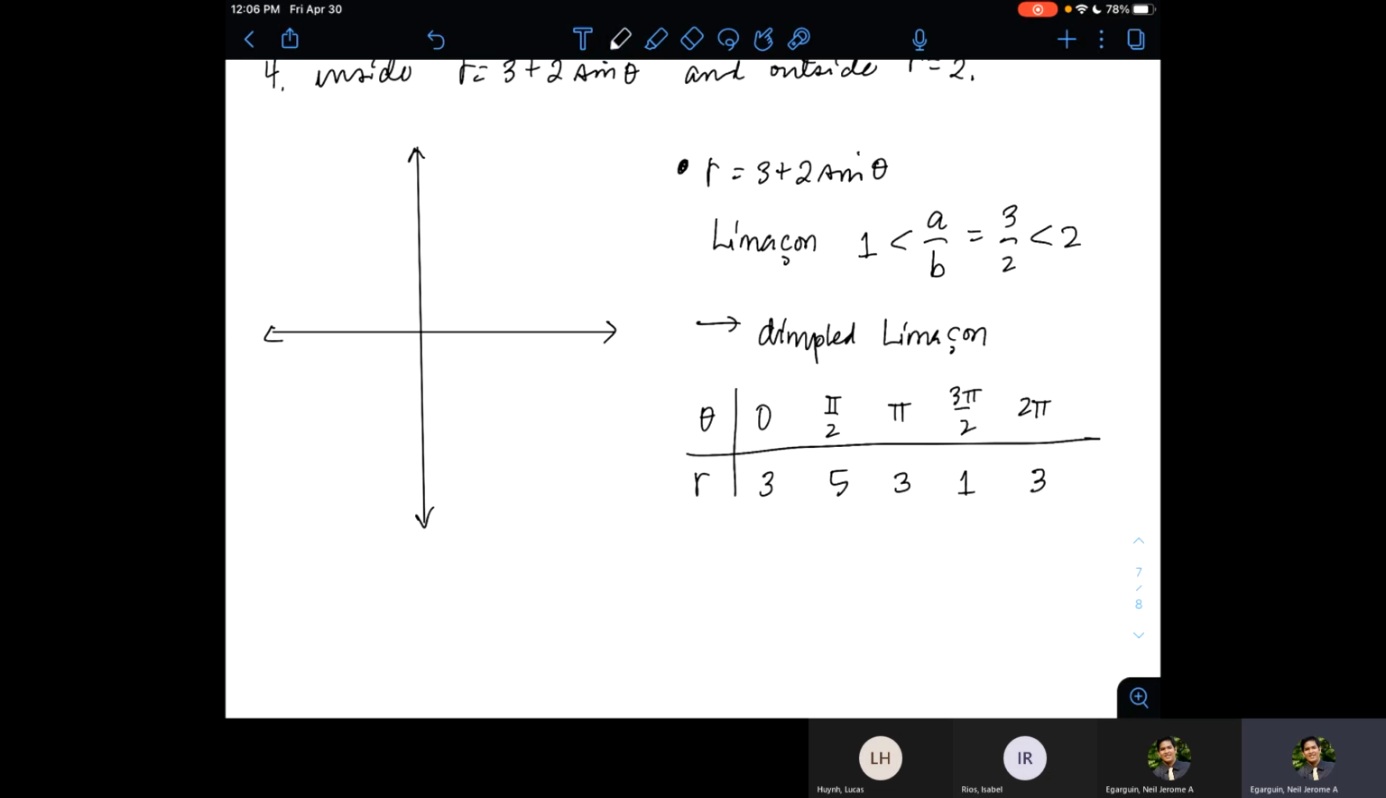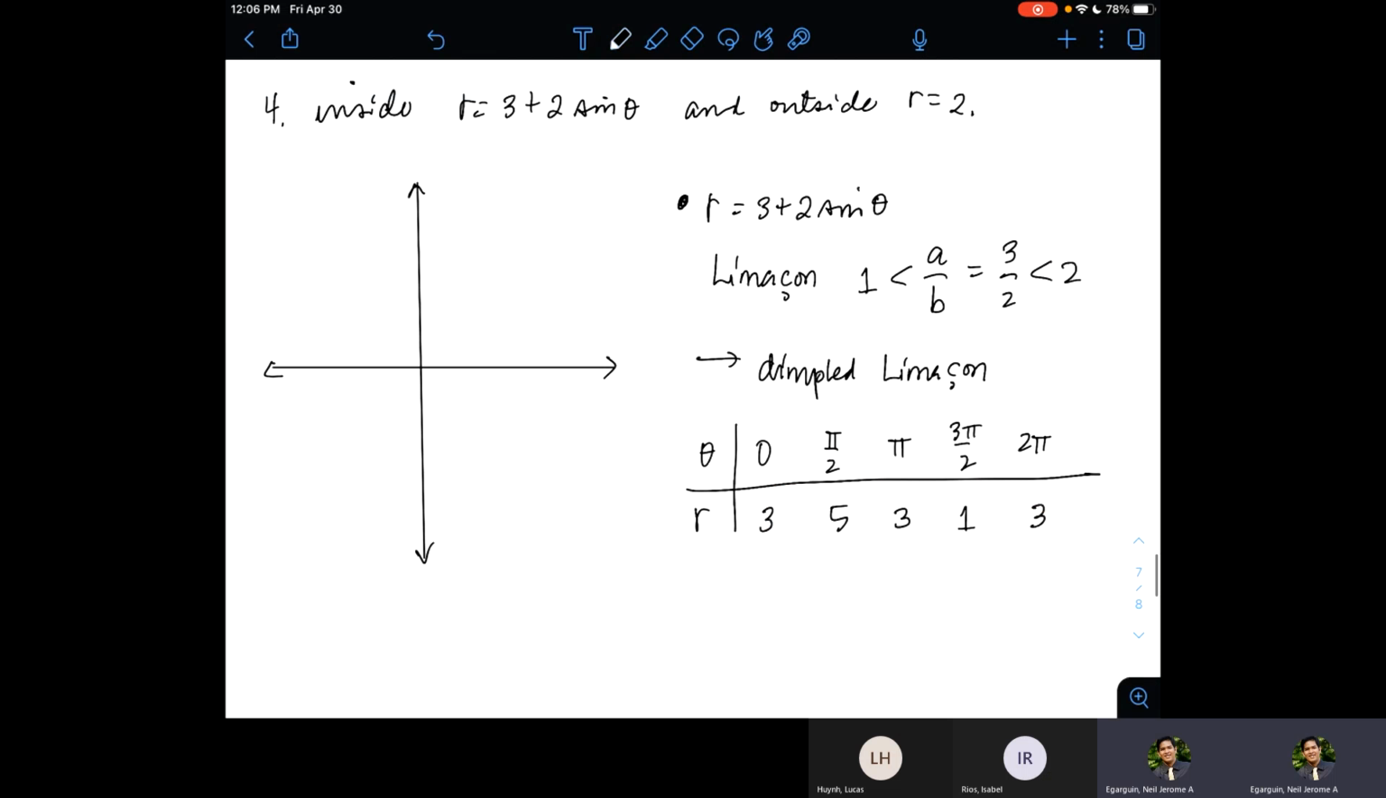Now let's plot these points. I have 3 radial values: 1, 3, and 5. So let me draw some guide circles here. Say this is radius 1, this is a circle of radius 3, and this is the circle of radius 5.